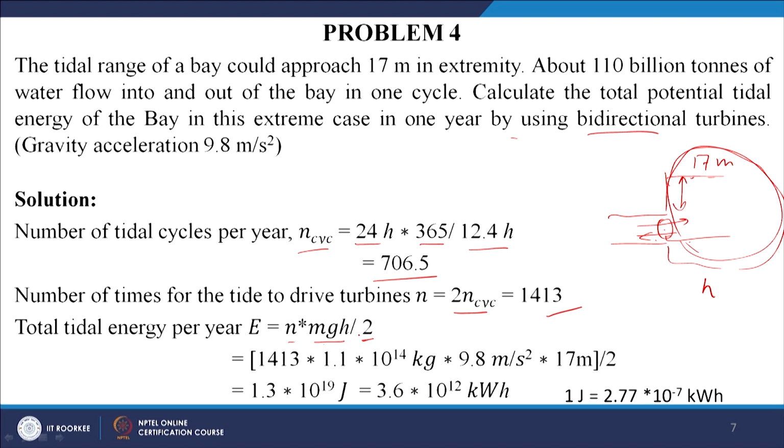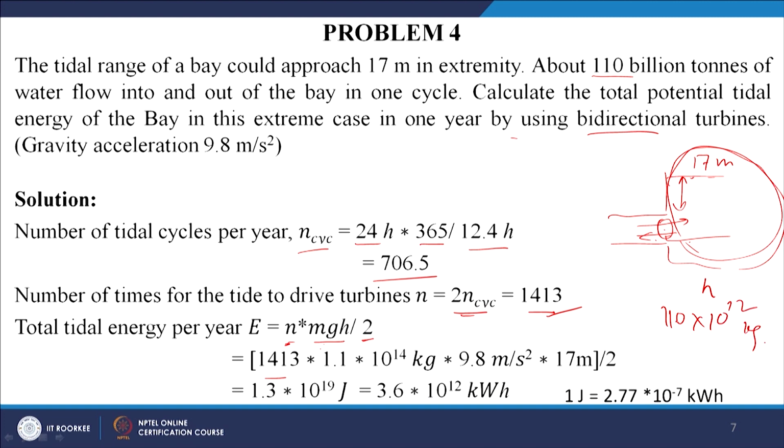So, mgh into the number of times the turbine is operated, that is n into mgh by 2, will be the energy potential for this turbine. So, the total tidal energy per year is equal to n into mgh divided by 2. Here n is equal to 2 n_c, that is equal to 1413. So, we will put 1413 here, and m equal to what? M is told to be 110 billion tons of water, so 110 into 10 to the power 12 kg of water.